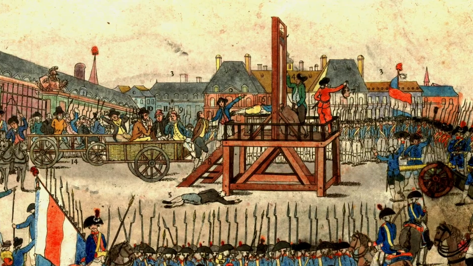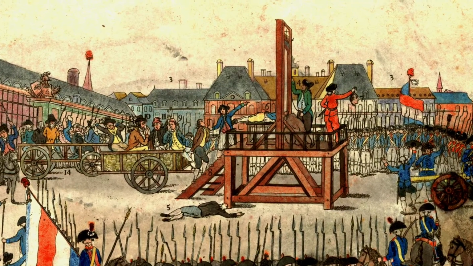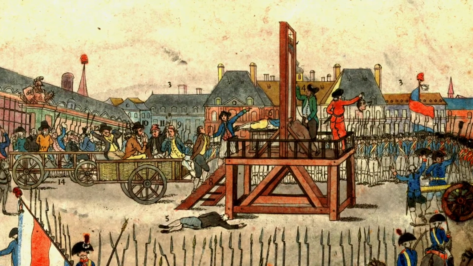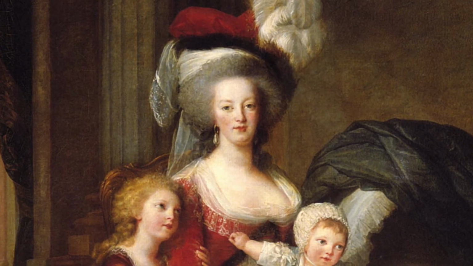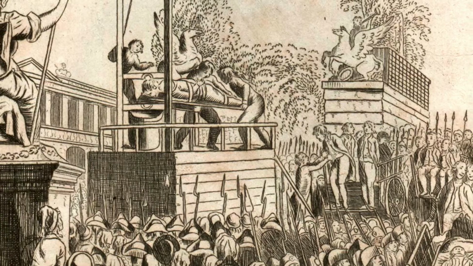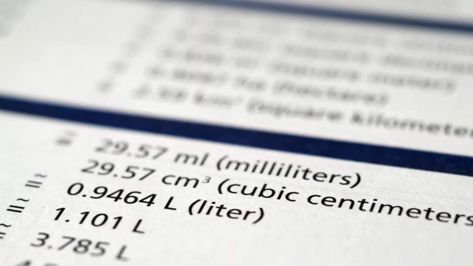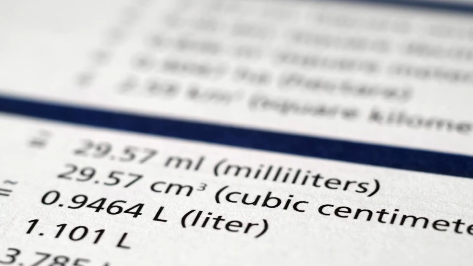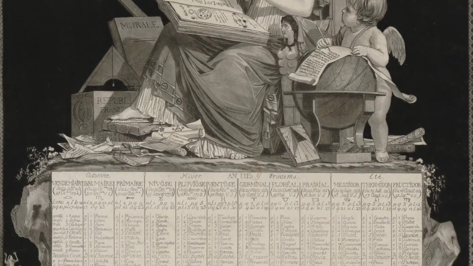The guillotine became a grim symbol of this era, as political opponents, including Louis XVI and Marie Antoinette, were beheaded. The Reign of Terror also saw the implementation of new revolutionary measures, including the adoption of the metric system and the establishment of a new revolutionary calendar.